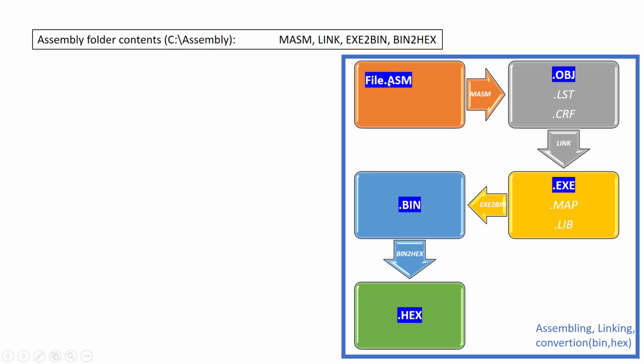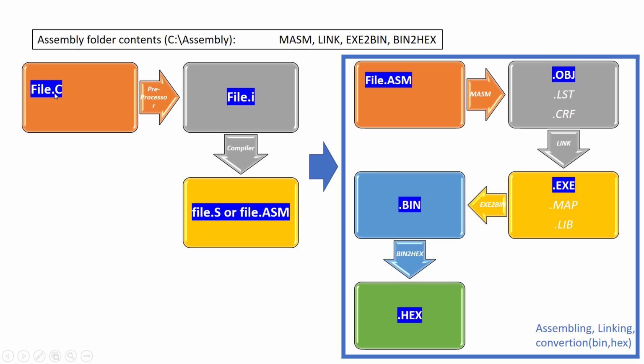Assembly source code is a low-level language. If we have a high-level language, file.c, which is high-level language source code, it will be converted to expandable source code using the preprocessor. This expandable source code contains the code of libraries. For example, if we have written hash include stdio, the code of stdio will be added to our main source code.